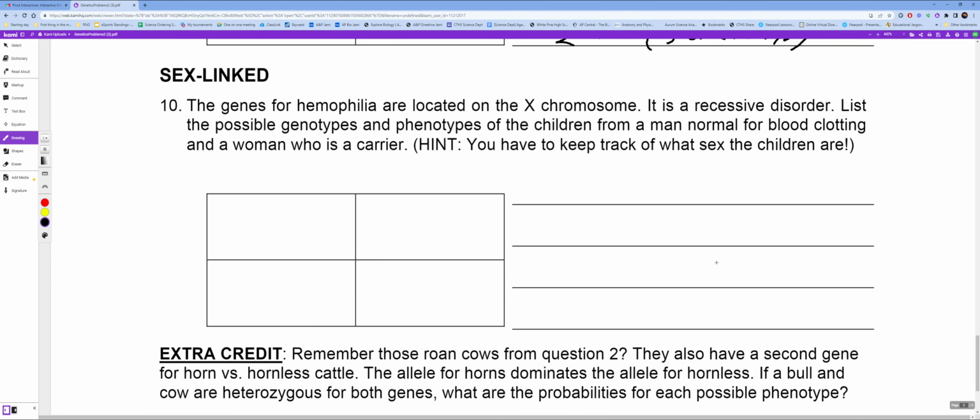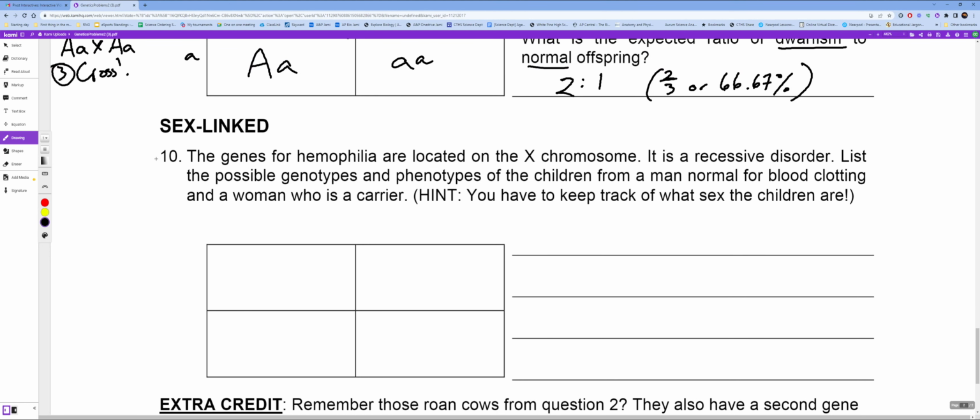Okay, our final non-Mendelian thing we're going to work on is sex-linked traits. So these ones are a little bit different. They have different things you've got to think about because this is a sex-linked gene, meaning the genes are located on sex-determining chromosomes. The genes for hemophilia are located on the X chromosome. It is a recessive disorder, so I'm going to put recessive.